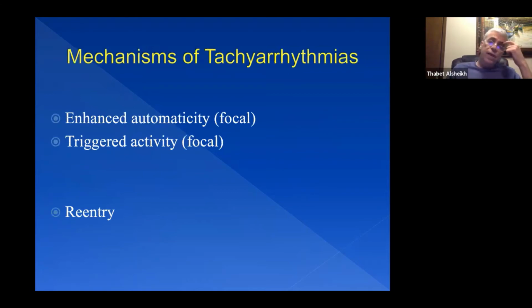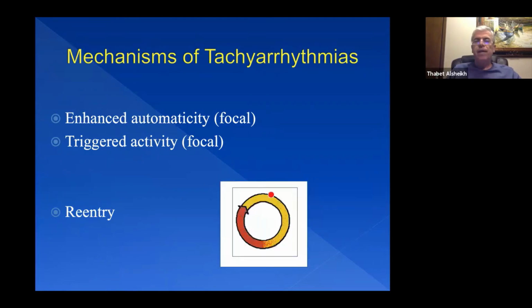So if we look at the main 3 mechanisms of tachyarrhythmias, we can categorize them as one of 3: either enhanced automaticity, triggered activity, or re-entry as the mechanism for the tachycardia. Enhanced automaticity and triggered activity, we can look at them as focal tachycardia. Re-entry is simply an activation wavefront that's going around in a closed path, in a closed circuit.